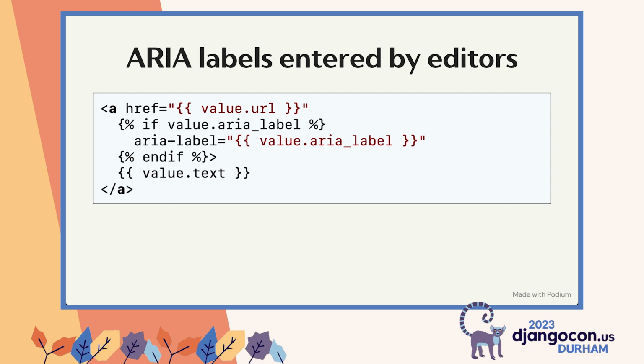How can we help editors know if an ARIA label is needed, though? The answer again is custom validation. You can override the clean method on your link block to check entered link text against a list of generic link text that would be unhelpful to hear on its own, things like read more and the others I listed earlier, and throw an error if the ARIA label field hasn't also been filled in. Let's take a look at that.